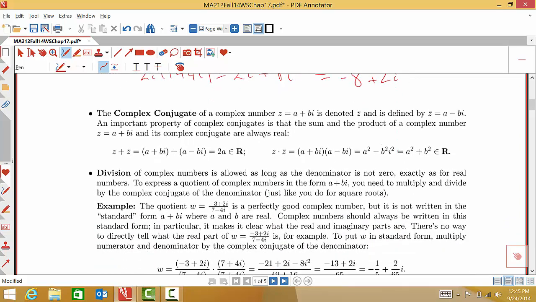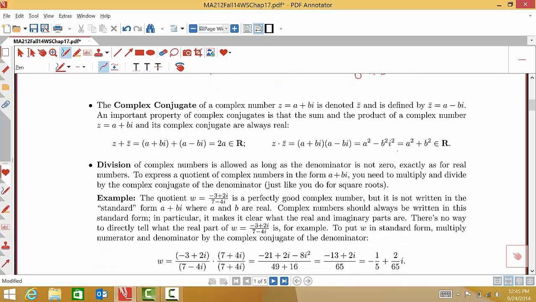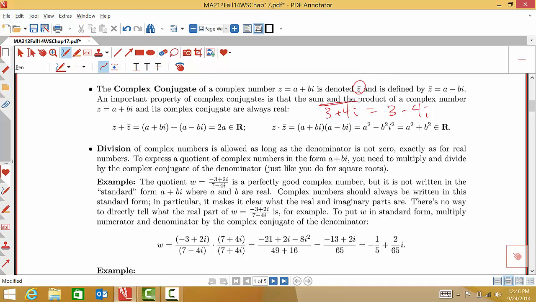We've already talked about complex conjugates in class. The complex conjugate of a plus bi, you write that as z bar, and it's a minus bi. So for example, the complex conjugate of 3 plus 4i would be 3 minus 4i. And if you check, you can notice that if you add a complex number and its conjugate, you'll get 2 times the real part of z.